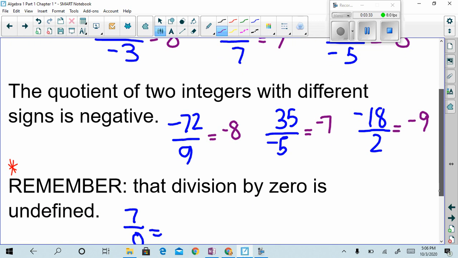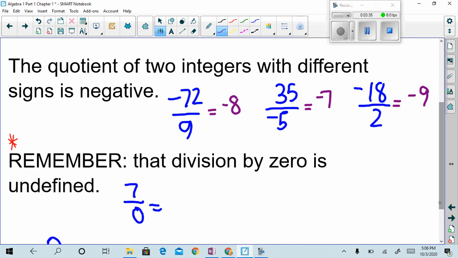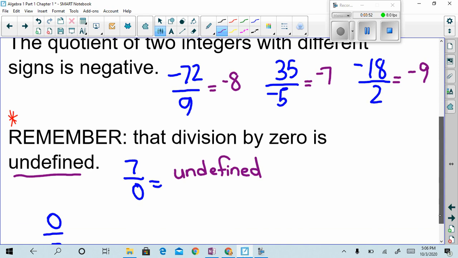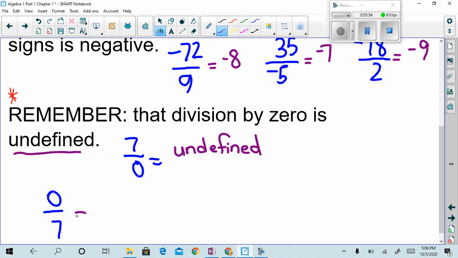And one other rule to keep in mind is that when you have a number and they're asking you to divide by 0, that is undefined. You cannot ever divide by 0. Now, if you had the numbers in reverse, if you have 0 divided by 7, then your quotient will be 0. So important rules to jot down.